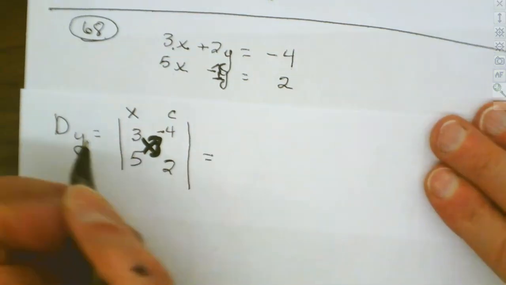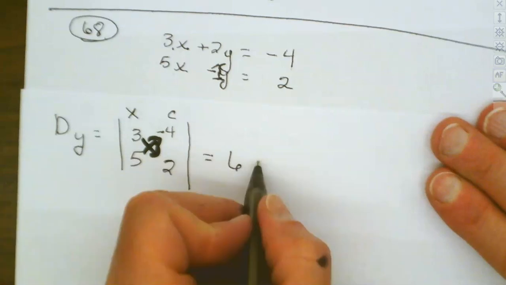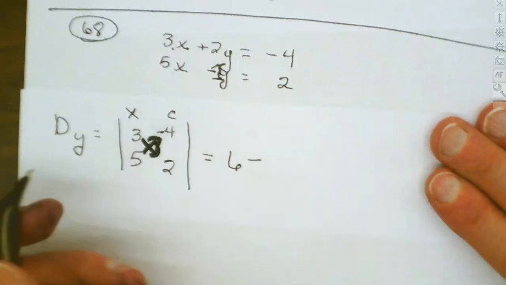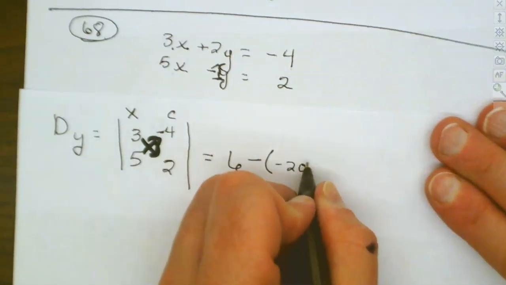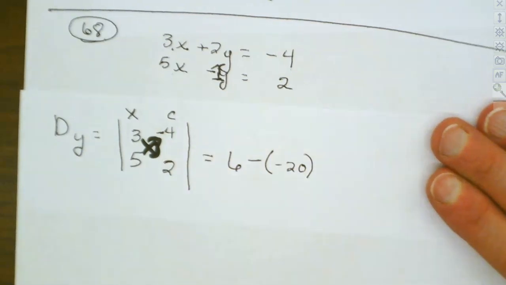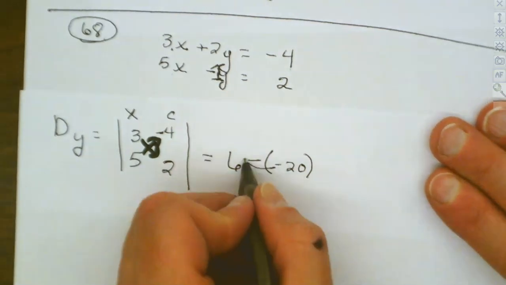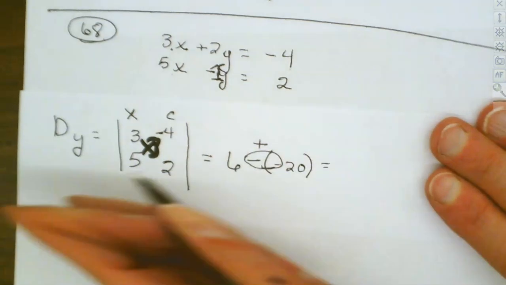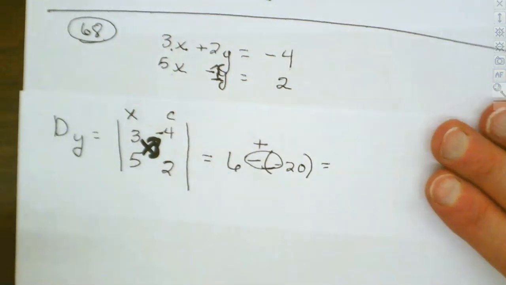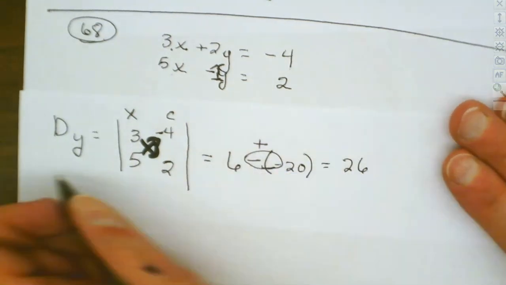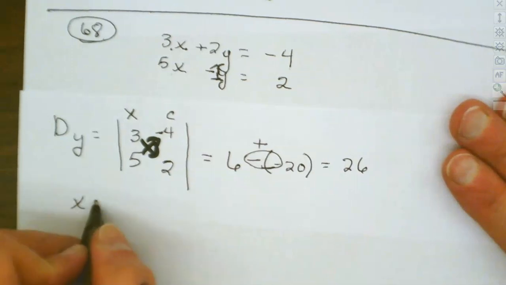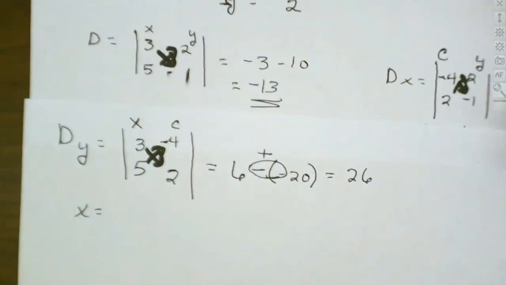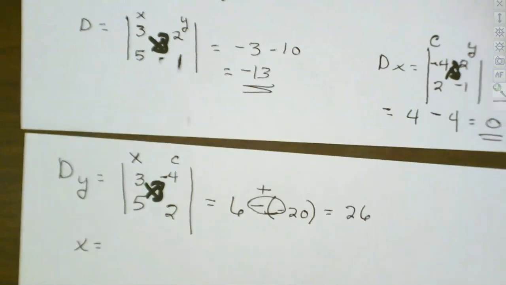So 3 times 2, that's a 6, minus 5 times a minus 4. That's a minus 20. Double negative makes it positive. And that's 26. So what's our x? Let's try to find our x now. Okay.